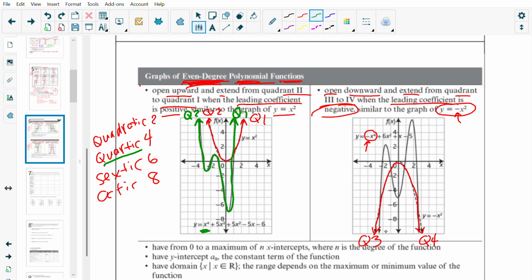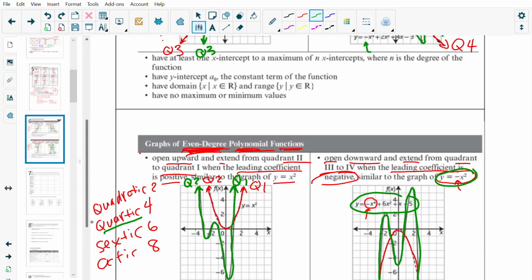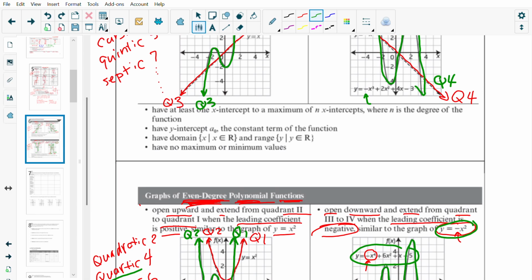Well, what does its cousin, the quartic function, do? Starts in quadrant 3, does this little, now it's not a W, but this weird M-shaped thing, where we've got peaks and valleys, and then it ends in quadrant 4. So this quartic function has the same end behavior as its close cousin y equals negative x squared, because they both have negative lead coefficients, and more importantly, they're both even degree polynomial functions.